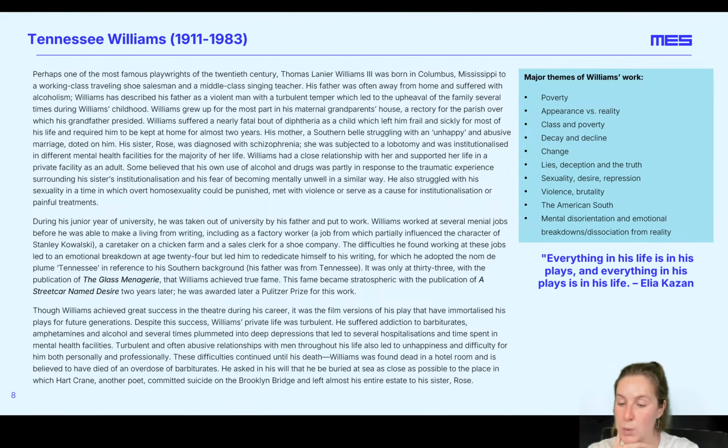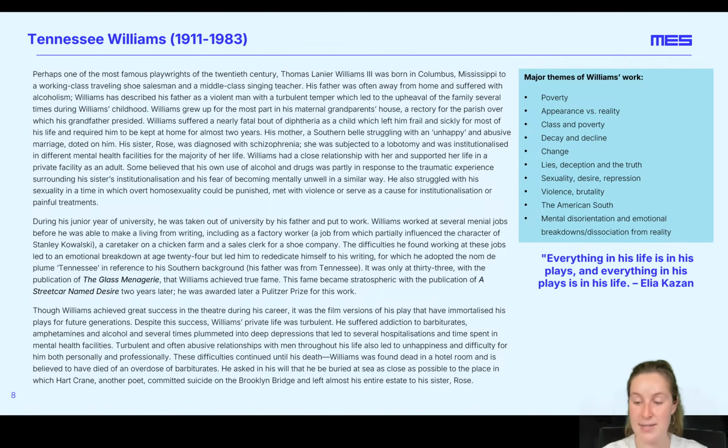He also struggled with his sexuality in a time in which overt homosexuality could be punished, met with violence, or serve as a cause for institutionalization or painful treatments. That being said, Williams was always open about his sexuality as a gay man, but obviously that manifested slightly differently than it might do today because of the fear of repercussions that were very real for him and for many at the time. During his junior year of university, he was taken out of university by his father and put to work.